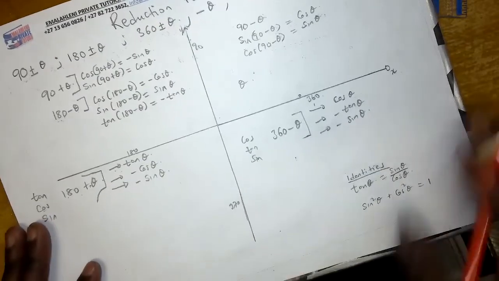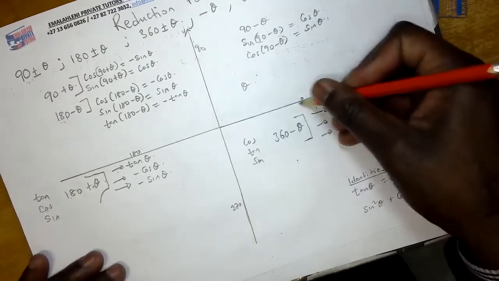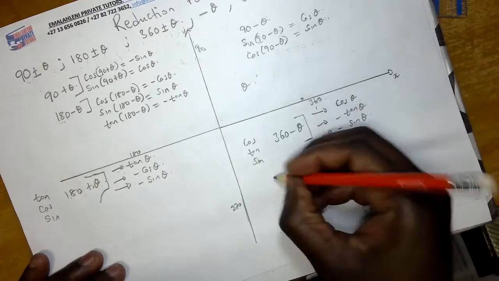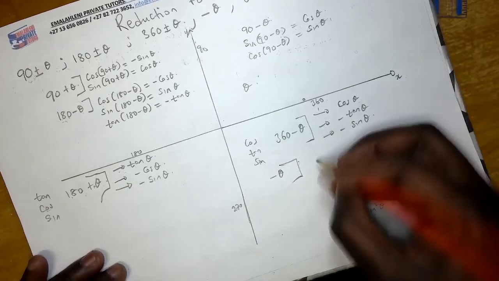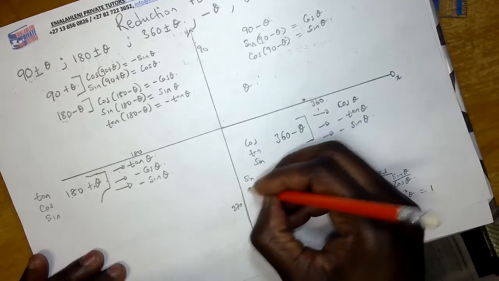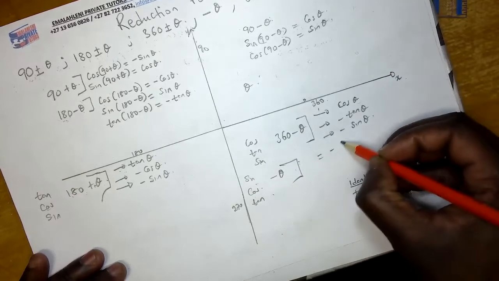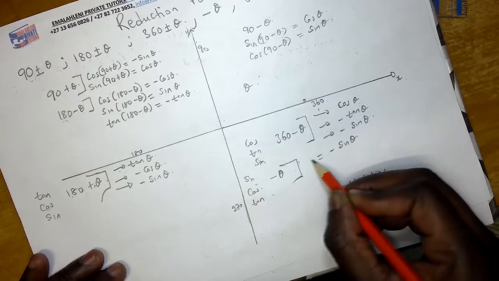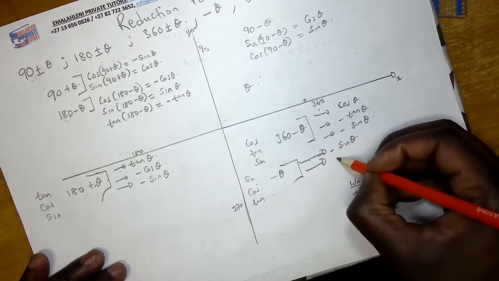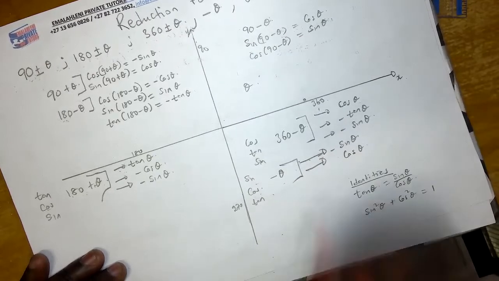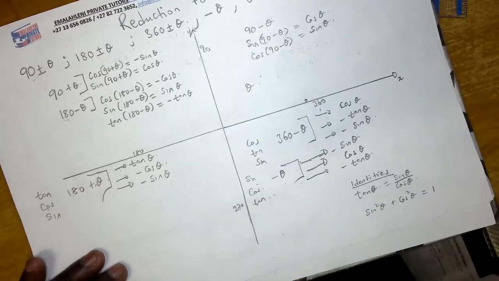Okay, but also what about negative theta? When we're talking of negative theta, we are coming back now, going anti-clockwise. How do we deal with negative theta here? Sine negative theta is going to give us negative sine theta. What about cos? Cos is positive in this fourth quadrant, so it is going to give us positive cos theta. What about tan? Tan is negative in the fourth quadrant, so it is going to give us negative tan theta. That's what you must know.